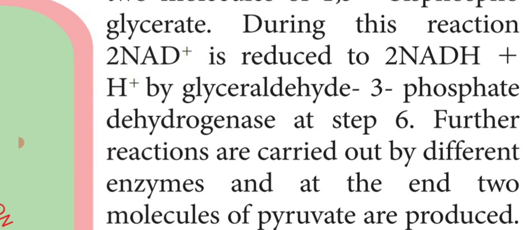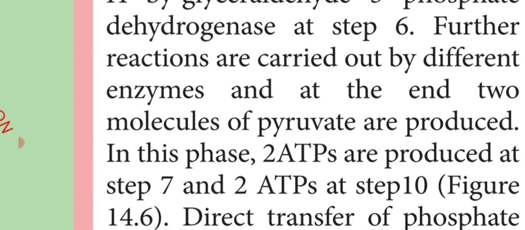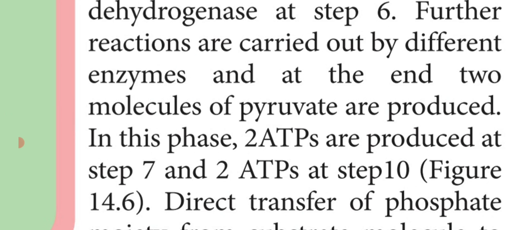Further reaction is carried out by different enzymes. At the end, 2 molecules of pyruvate are produced. In this phase, 2 ATP molecules are produced at step 7, and another 2 ATPs are produced at step 10.